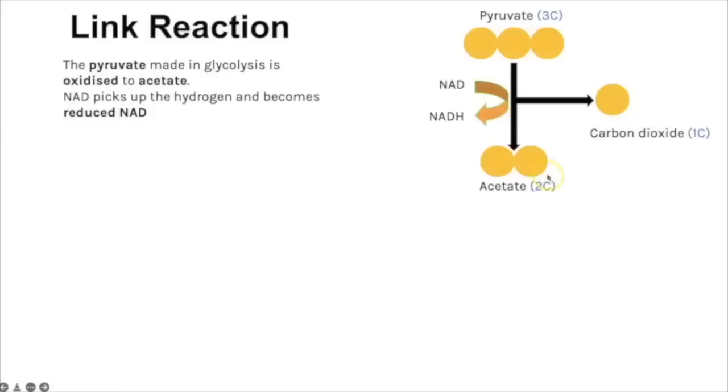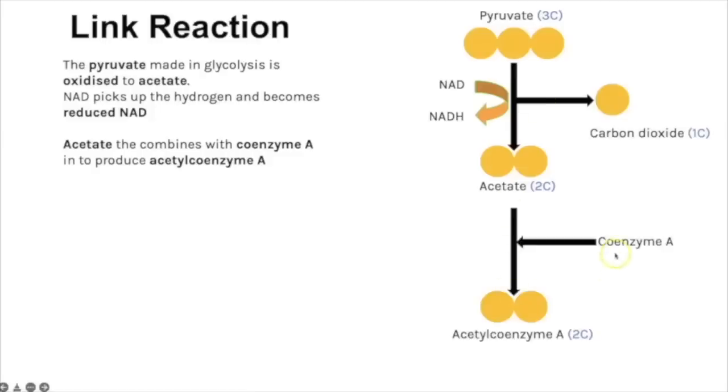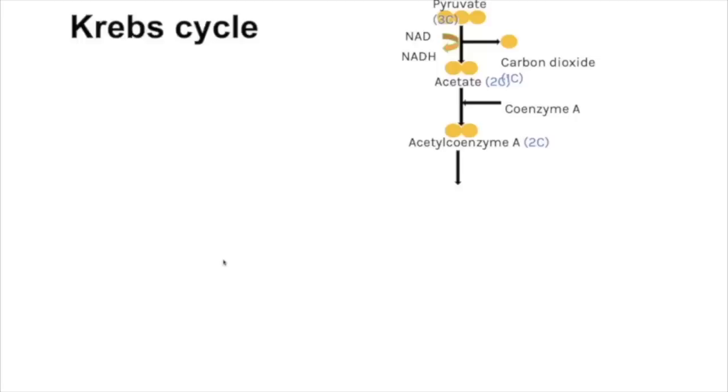Acetate is only a 2-carbon compound, and that is because carbon dioxide is produced at this stage of the link reaction. Now that's not the end, because the acetate then combines with another coenzyme called coenzyme A, and that creates acetyl-CoA. And acetyl-CoA is what can then enter the Krebs cycle. So overall, for every glucose molecule, there are 2 pyruvates created. So for every glucose molecule, the link reaction happens twice. So for one glucose molecule, we'd create 2 acetyl-CoA, 2 carbon dioxides, and 2 reduced NAD.